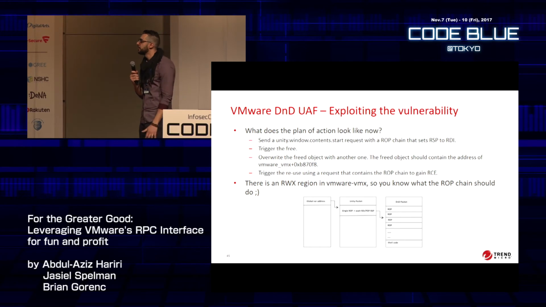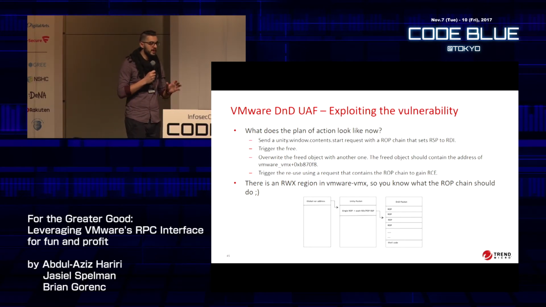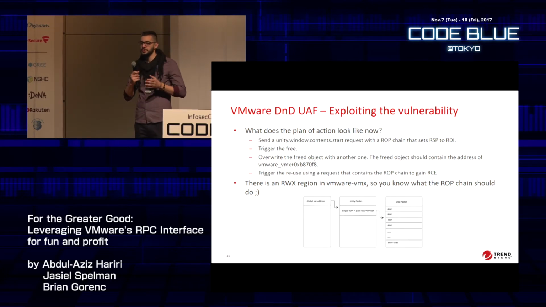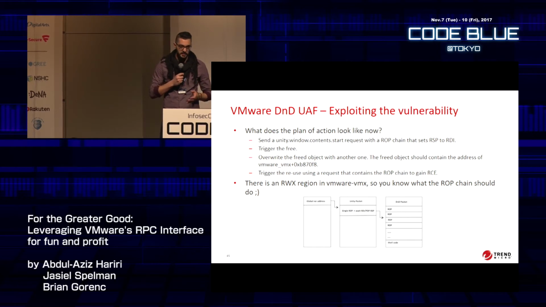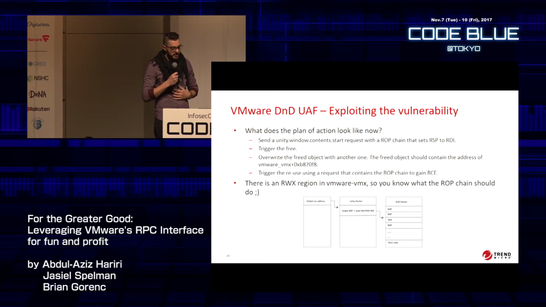So putting this all together. The first step is to send a Unity request so we can store a single gadget, a ROP chain, which basically exchanges our RSP with RDI, and RDI points to our packet. Then trigger the free, reclaim it, and once we reclaim that, we get execution. We're going to have that block pointing to the Unity packet with a single ROP gadget. Once that gets executed, it's going to return to RDI, which contains all our ROP chain.